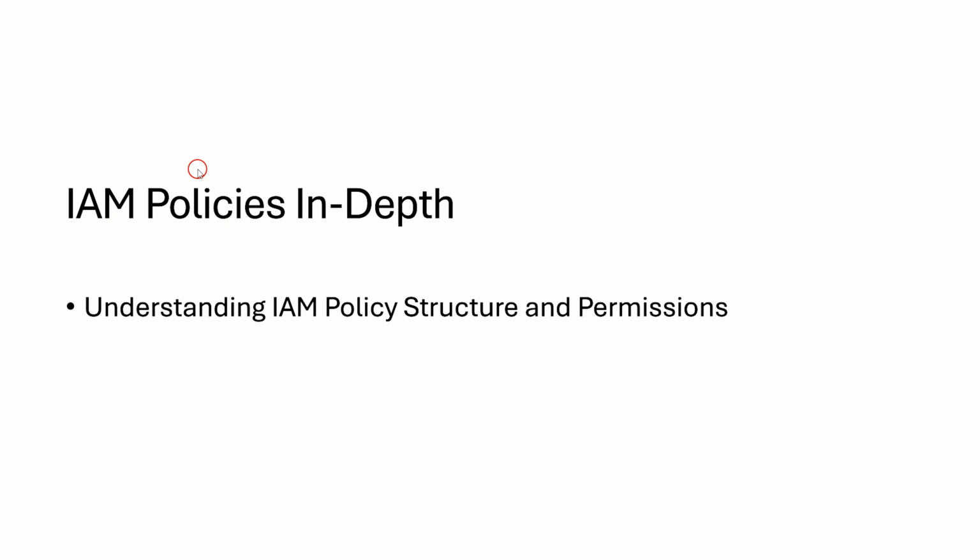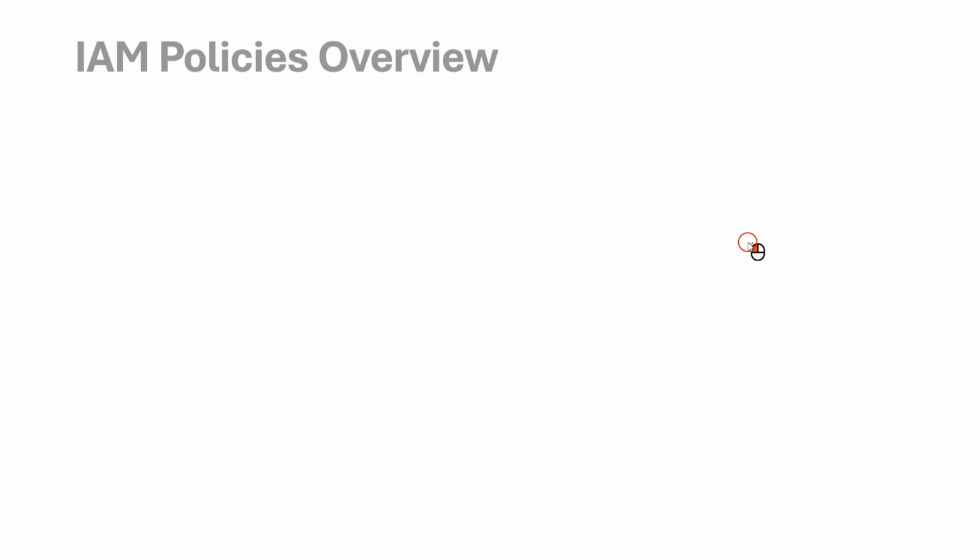In our previous session, we learned about IAM users, groups, and roles. In this session, we are going to do a deep dive into IAM policies. We are going to learn IAM policies in depth here. Understanding IAM policy structure and permissions is essential in AWS. This is how you can provide permissions to your AWS users, services, and groups. We'll discuss them in depth in this session. First, we'll start with an IAM policies overview.